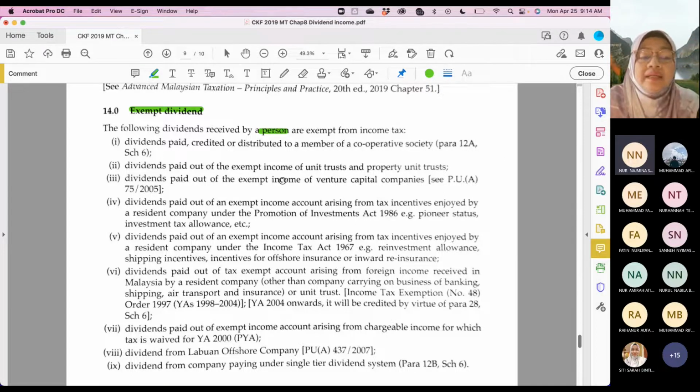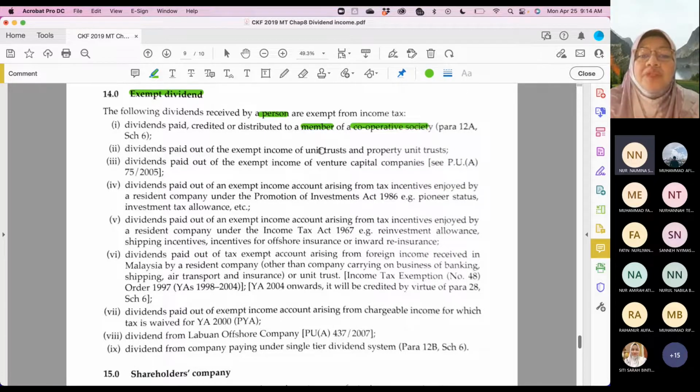So what are those dividends which are exempted? If paid out from a cooperative society. Remember koperasi, have you heard of koperasi amanah or koperasi ahli ATM? There are so many cooperative societies. Cooperative societies also pay out dividend to their shareholders, but they don't call them shareholders, they call them members. So when the co-op pays out dividend to their members, the dividend is exempted. So now you say, okay, it's exempted.